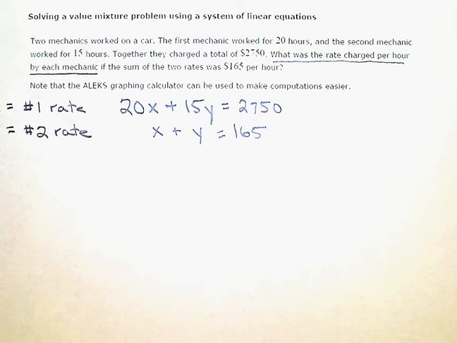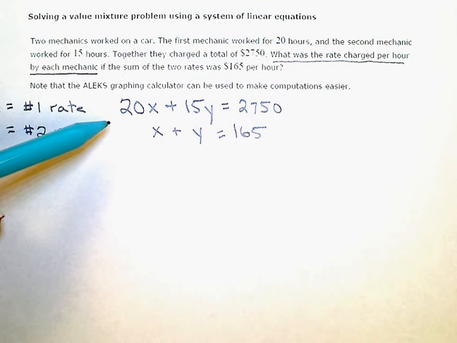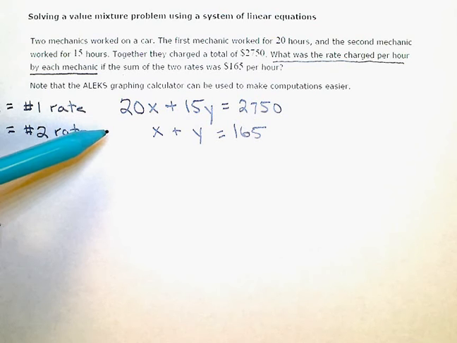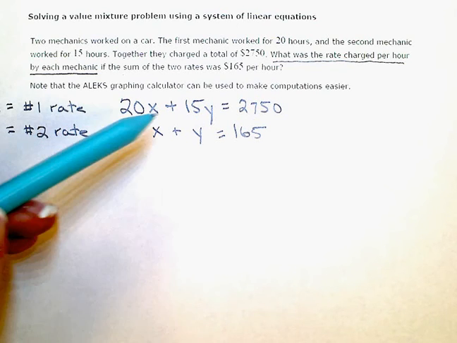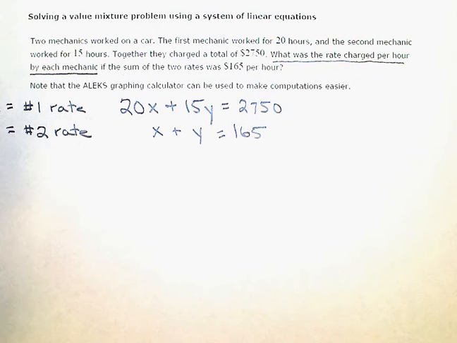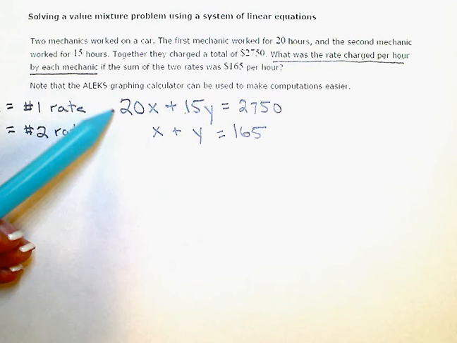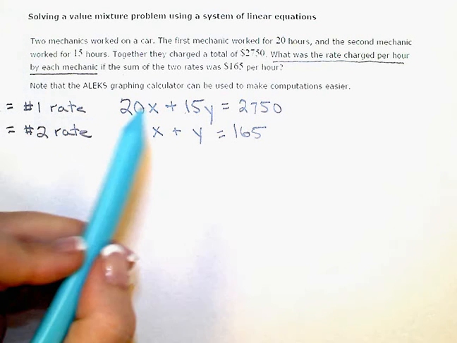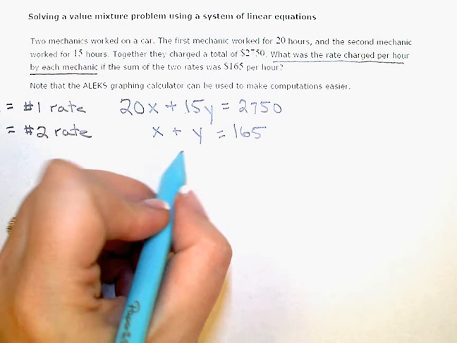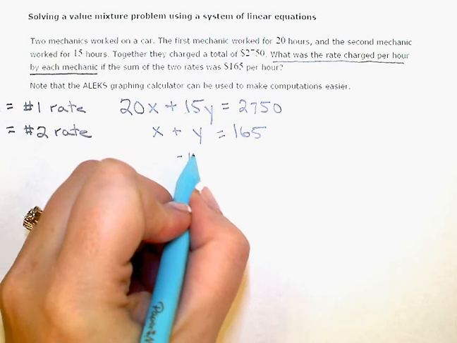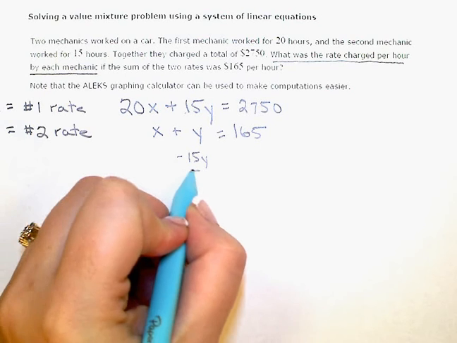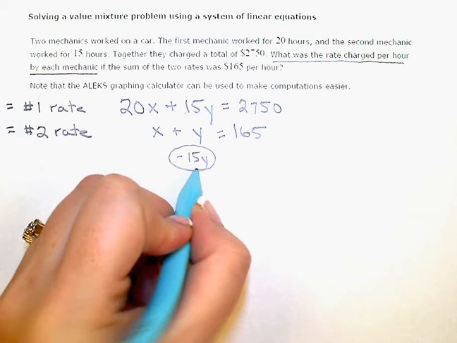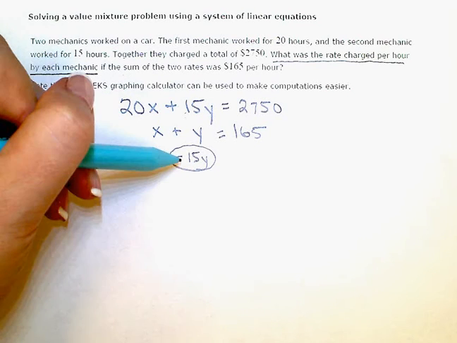Now, to solve this system using elimination, I need one set of exact opposite terms, either X's or Y's, but they need to be exact opposites. I'm going to choose Y's only because 15 is smaller than 20, and I like to work with smaller numbers if I can. So if this one is positive 15y, I would like down here in the bottom equation this term to be negative 15y, so that they would be exact opposites.